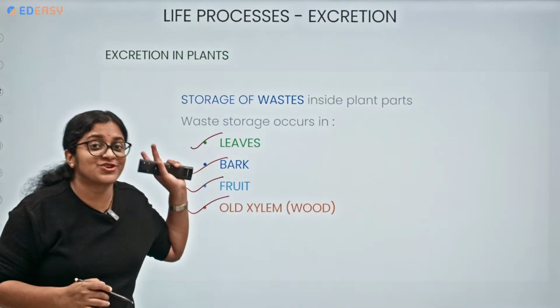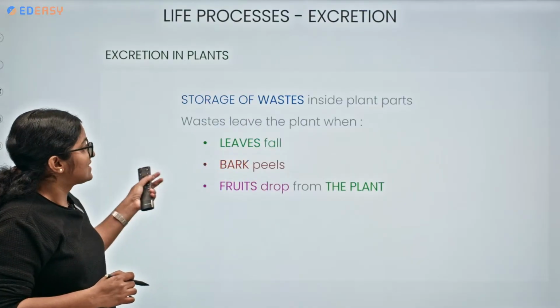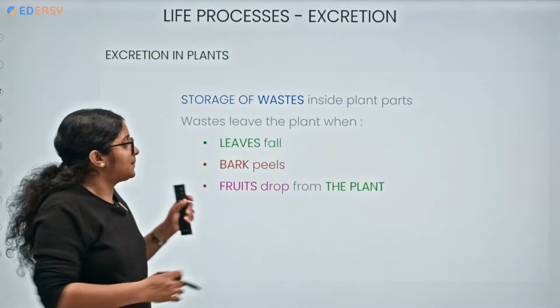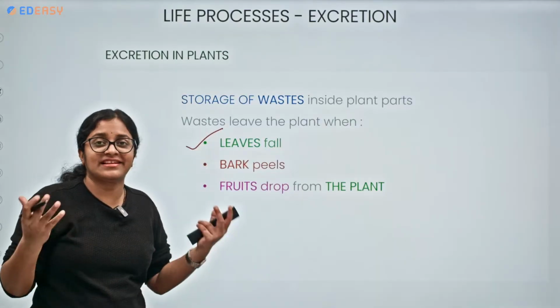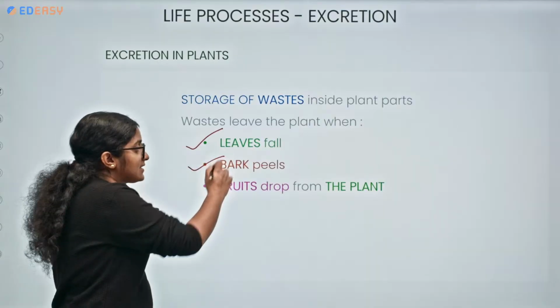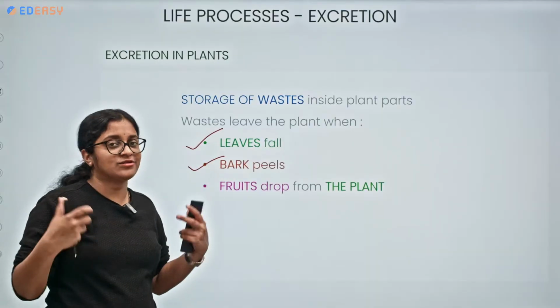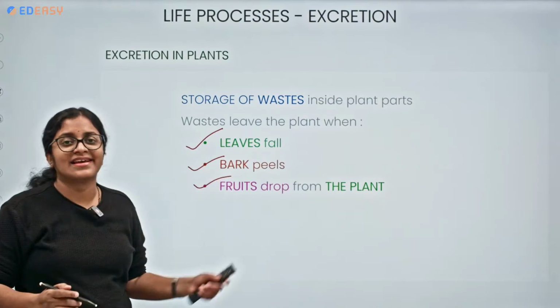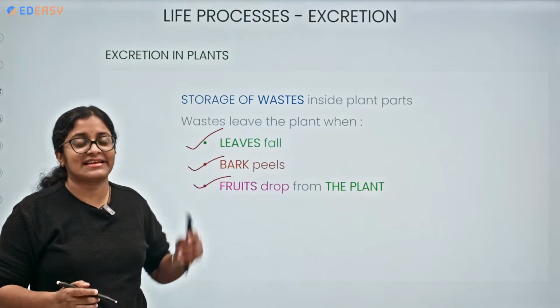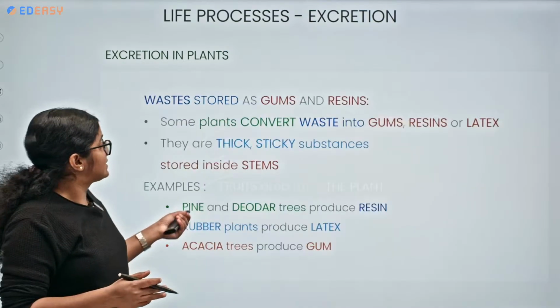Then how is this eliminated, meaning the waste leaving the plant? When the leaf falls, definitely there will be a season when the leaf is falling, when the bark is getting peeled due to some natural causes, and when the fruit drops from the plant, there is an elimination. And what else can we see over here?